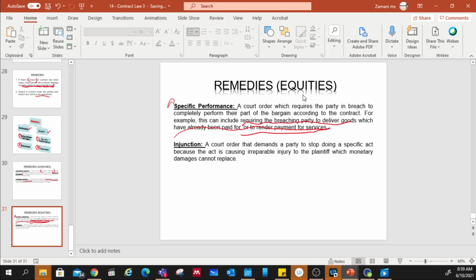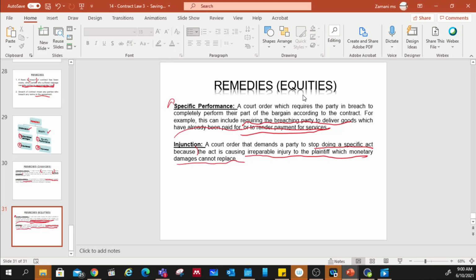The next one is injunction. These are all legal terms. An injunction is a court order that demands a party to stop doing a specific act. For example, someone says something bad about people, and the person sues and wins the case, and then gets an injunction from the court for the other person not to make any announcement or any news about them. That's a court injunction, an order that demands a party to stop doing a specific act that is causing irreparable injury to the plaintiff which monetary damages cannot replace.